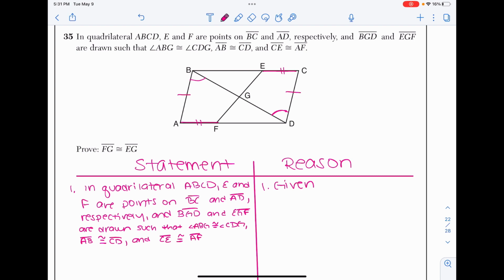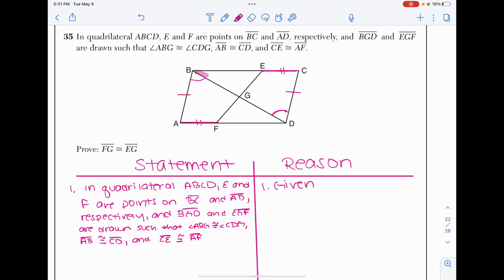And I've gone ahead and marked everything in my picture that we were told was congruent. So angle ABG and angle CDG, AB and CD, and then also CE and AF. Since those were just parts of the bases of this quadrilateral here, I just basically highlighted or bolded over those segments so it was clear what the congruent pieces were. Our goal is to get that FG is congruent to EG.